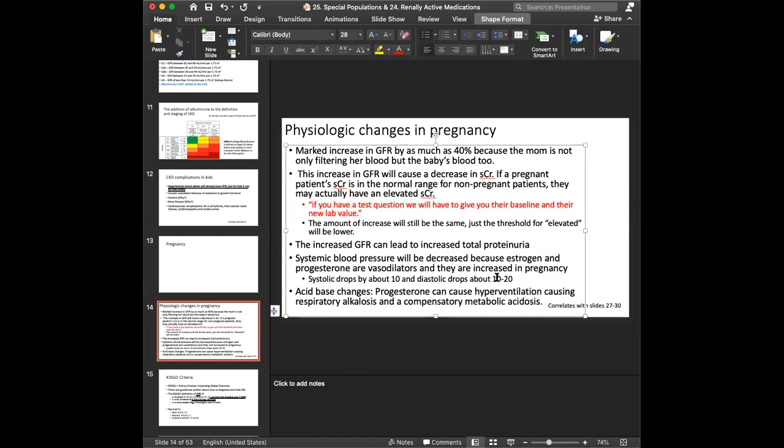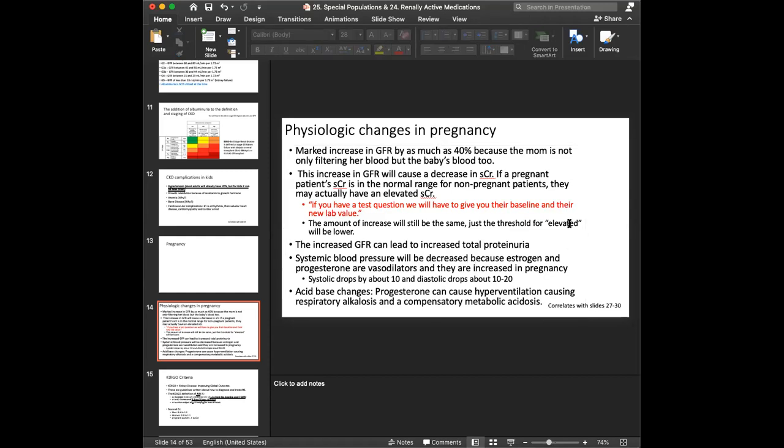and you have this baseline and their creatinine is elevated, but it's still in the normal range, just higher than their baseline, then think about, okay, I know that there's already an increase in GFR and there should be a decrease in serum creatinine. So this normal creatinine is probably not normal and it's actually bad. The increased GFR can increase proteinuria.